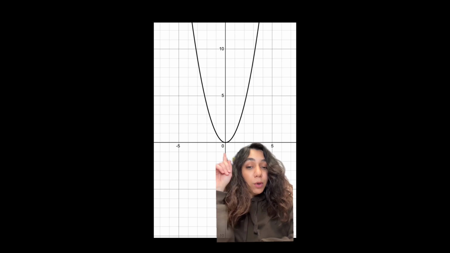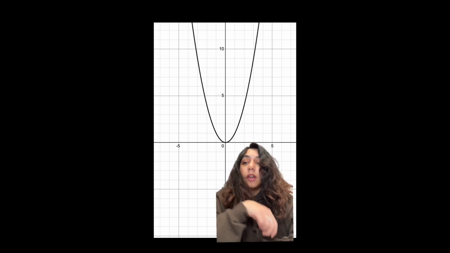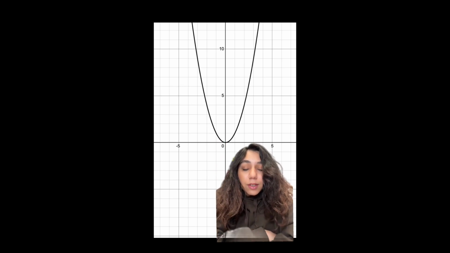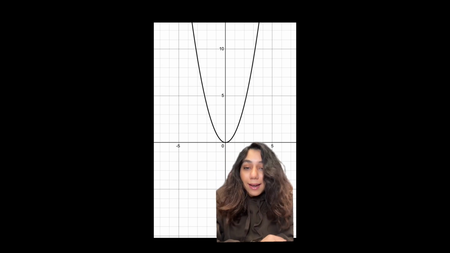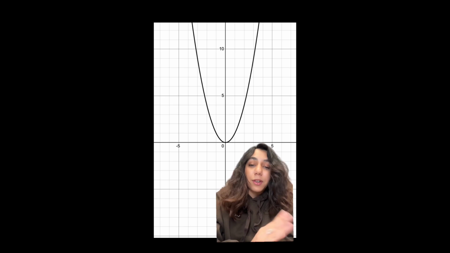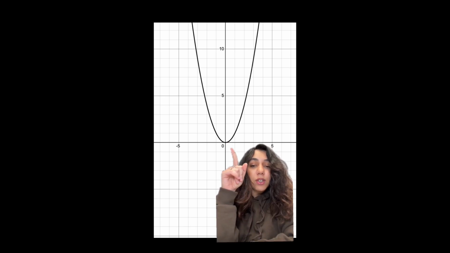Today we're going to talk about quadratic functions. A quadratic function is a parabola that either goes up or goes down, and it depends on so many factors that we're going to talk about in the upcoming parts. But here, this is y equals x squared.